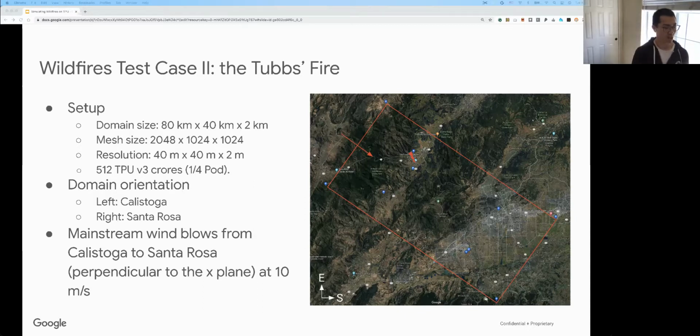So in this simulation, we use a mesh of 2048 by 1024 by 1024, which gives us more than 2 billion mesh points. The resolution here is 40 meters in the spanwise direction, and we use 2 meters to capture the atmospheric boundary layer. To simulate this fire, we use 512 TPU version 3 cores, which is a quarter of the full pod. The mainstream wind is blowing from Calistoga perpendicular to our domain at a speed of 10 meters per second.